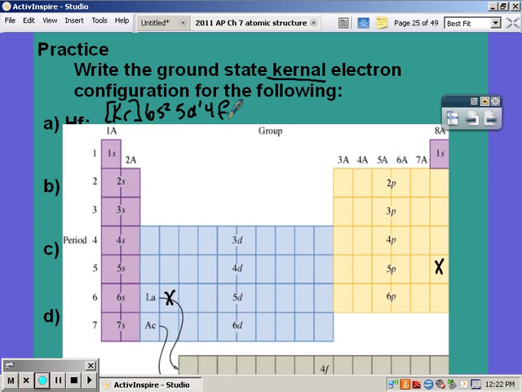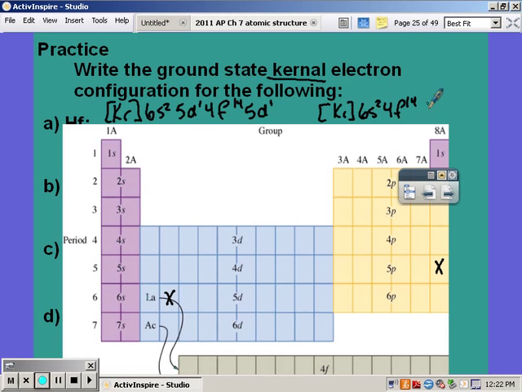Then we're going to go to the f's and we're going to go all the way through the 4f's, so that's 4f14. And then we have one more d. You can write it this way, or you can combine the d's and put krypton, 6s2, 4f14, and 5d2. Either way.